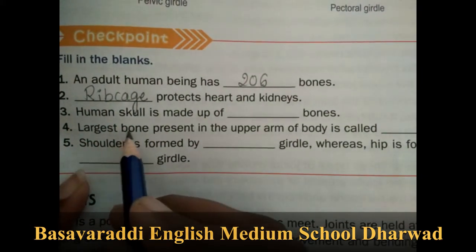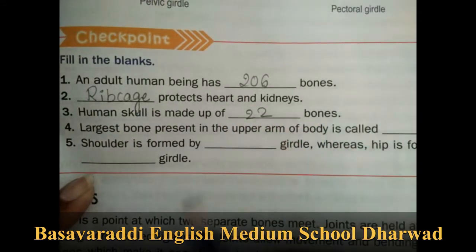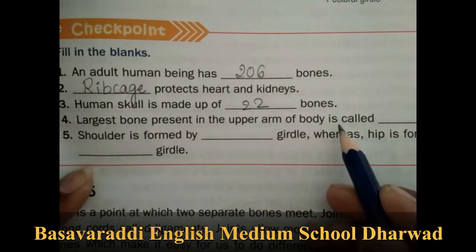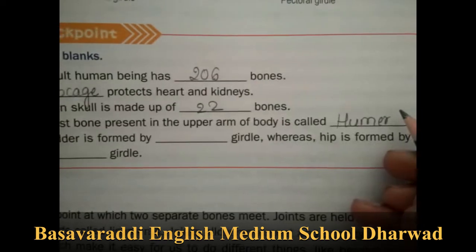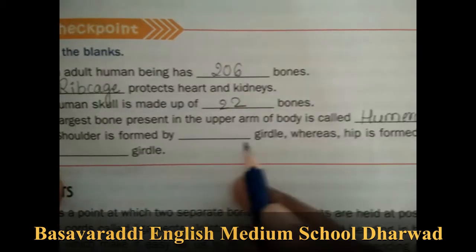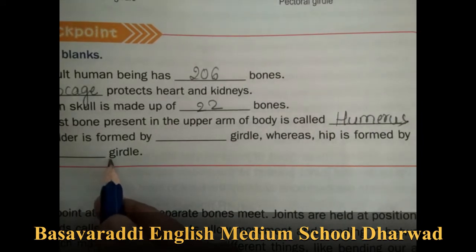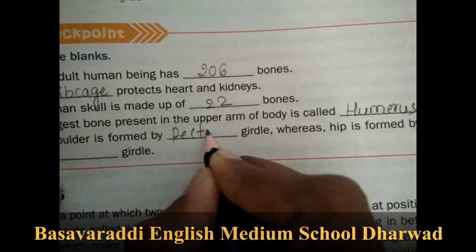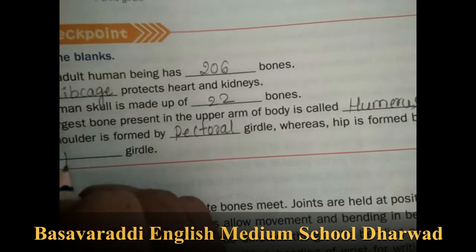Third one, human skull is made up of dash bones. That is 22. Fourth one, largest bone present in the upper arm of body is called humerus. Fifth one, shoulder is formed by dash girdle, whereas hip is formed by dash girdle. That is the pectoral. The shoulder is formed by pectoral girdle, whereas hip is formed by the pelvic girdle.